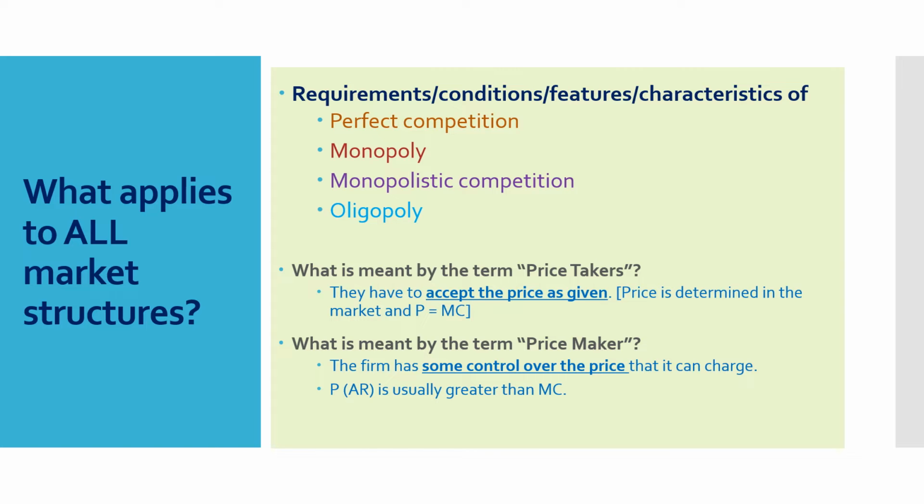Then you must be able to tell us what we mean by price takers and what we mean by price makers. The only one of these market structures where a firm or the participants are price takers is perfect competition. All the others are price makers. Your price taker has to accept the price that has been given. They have no market power, and generally price is equal to marginal cost. Whereas in the case of your price makers, they have some control, not total control, but some control over their price, varying depending upon what market structure you're looking at, and price is usually greater than marginal cost.